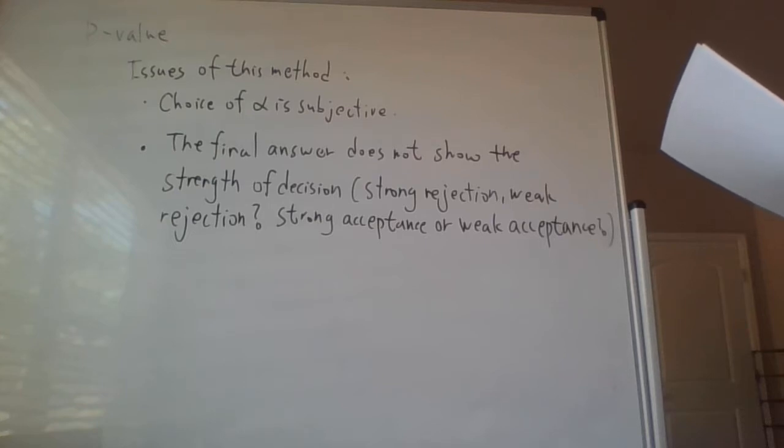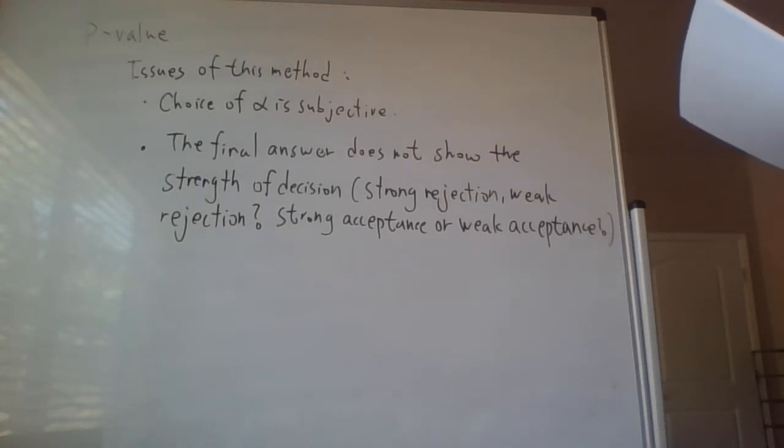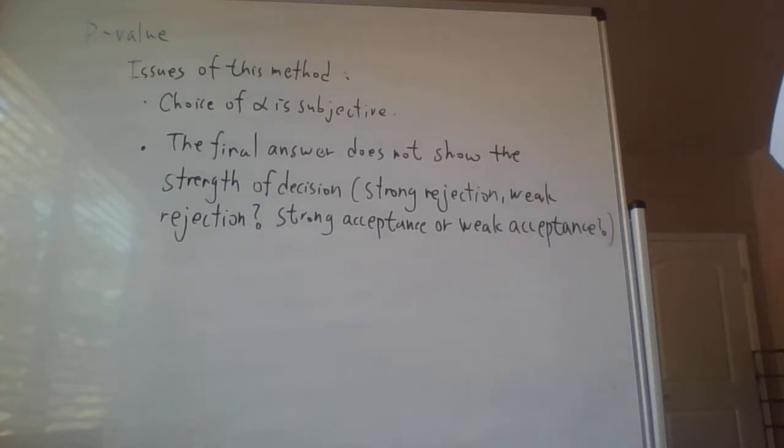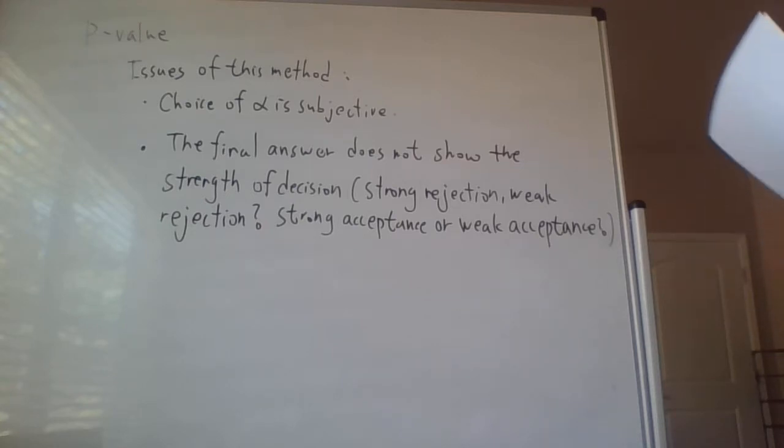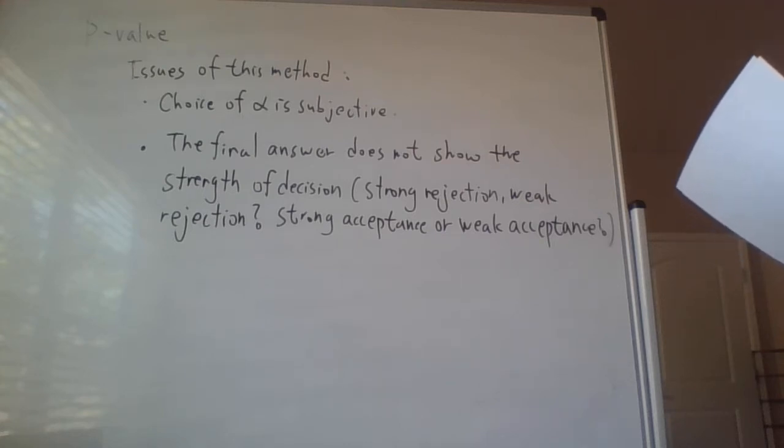The second issue is that the final answer does not show the strength of the decision. For the method I mentioned, we report the size or level alpha of the test and make a decision. There is a decision, but we don't know its magnitude. Is it a strong rejection or a weak rejection? Is there strong evidence to reject H0, or weak evidence to reject H0, or weak or strong evidence to accept H0? The method we have used does not deliver information about the magnitude of the rejection or acceptance.